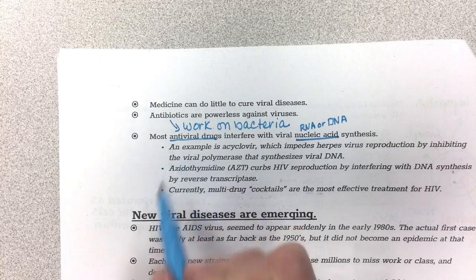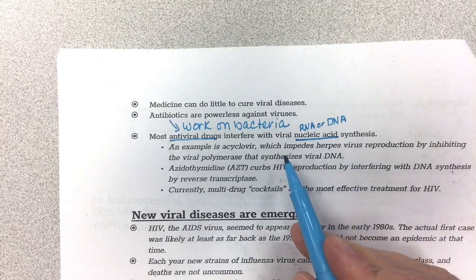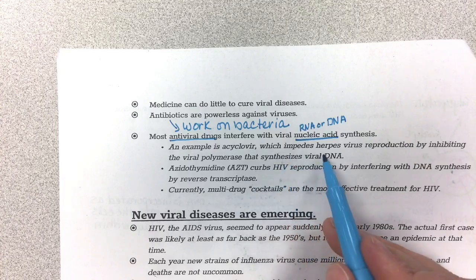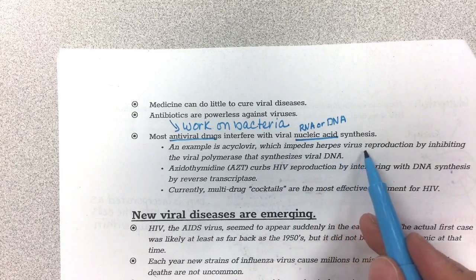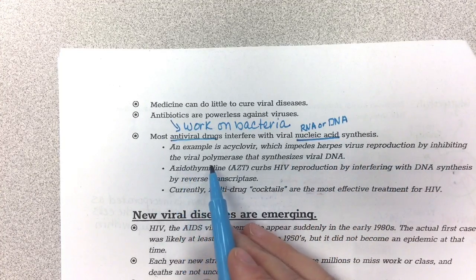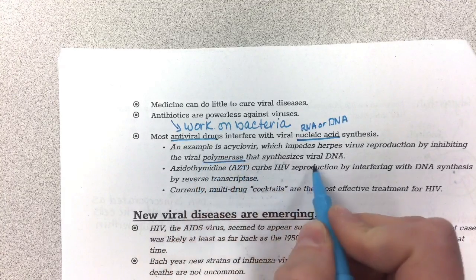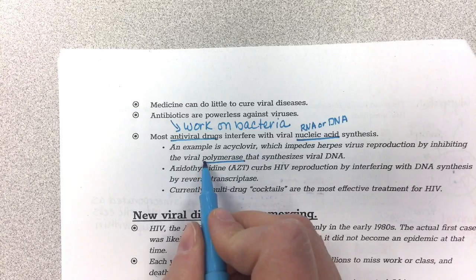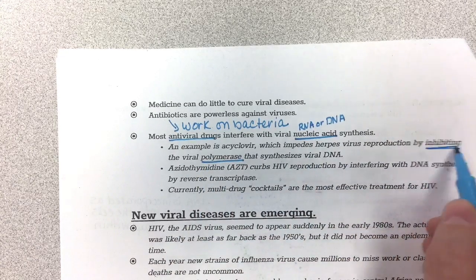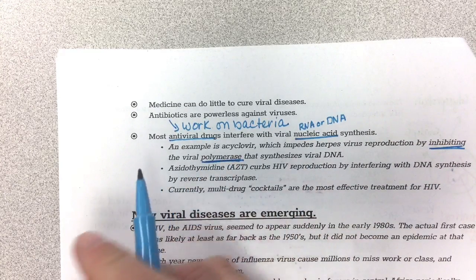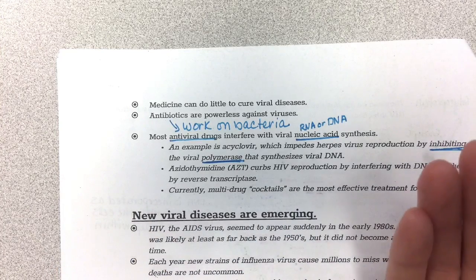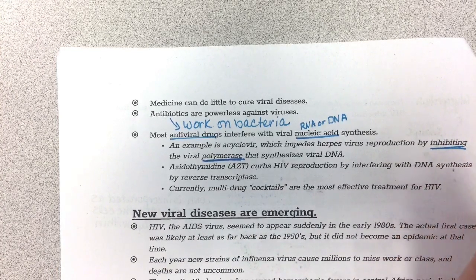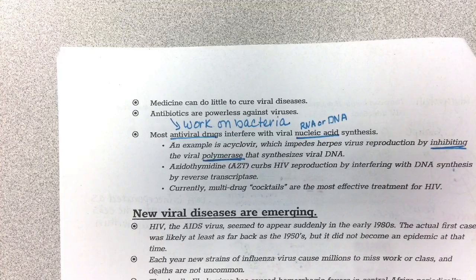An example is a drug that impedes herpes virus reproduction by inhibiting the viral polymerase that synthesizes viral DNA. If it acts as an inhibitor to the polymerase, then you can't make more DNA, and therefore you don't have the genetic material inside the viruses, and the viruses can't be reproduced inside the cell.